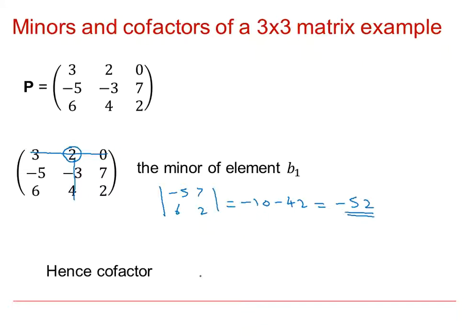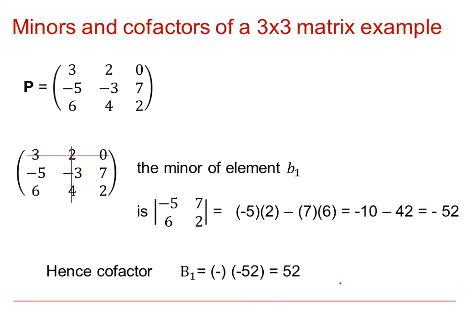However, when we look for the cofactor, which is going to be called capital B1, we know the minor is minus 52, but the position of B1 in this 3x3 matrix means that it has been assigned with a negative because of its position. So the cofactor of B1 is in fact plus 52, as we can see there.